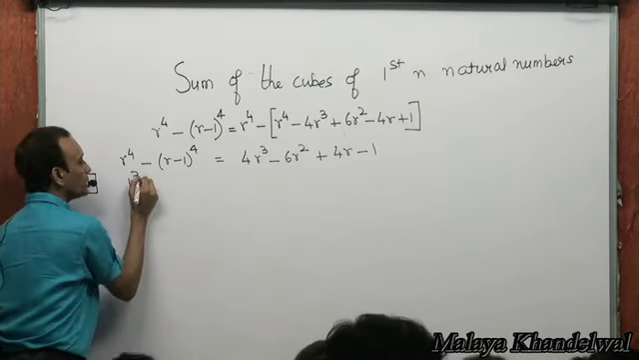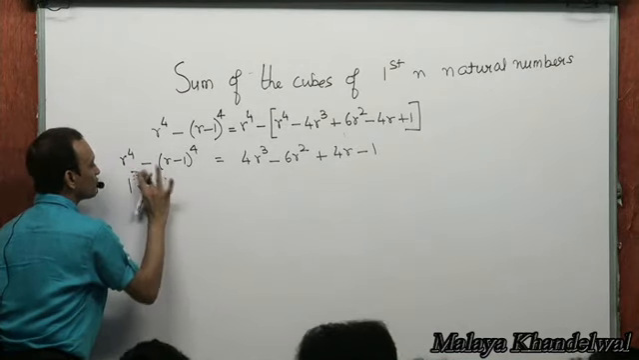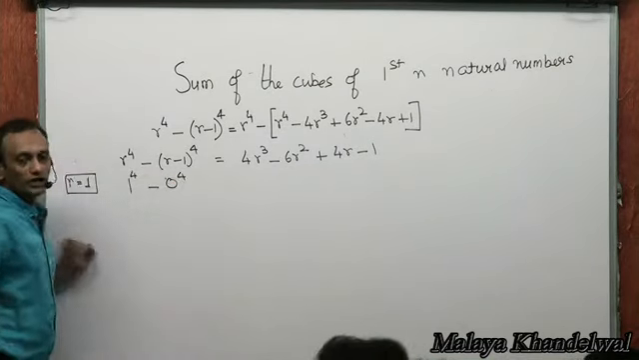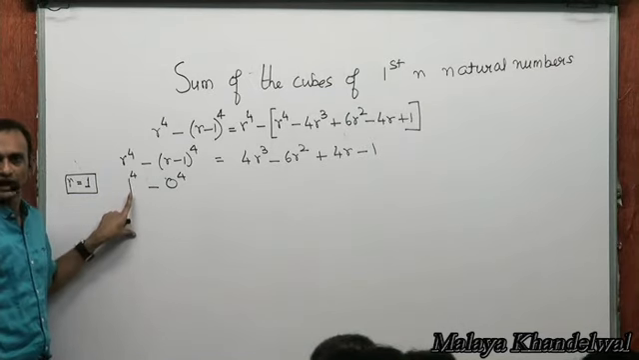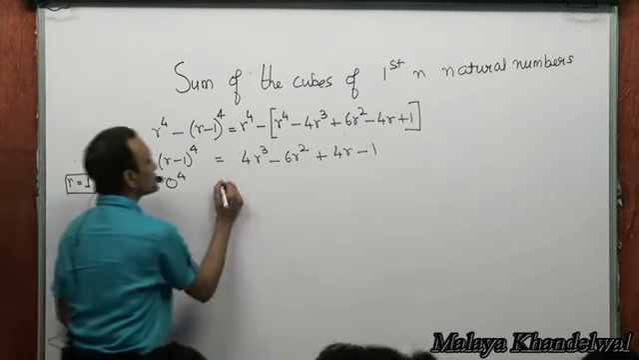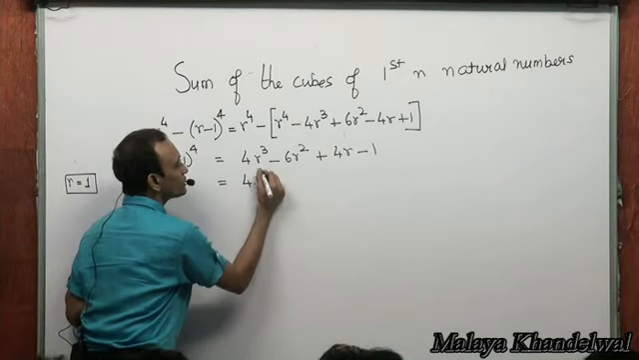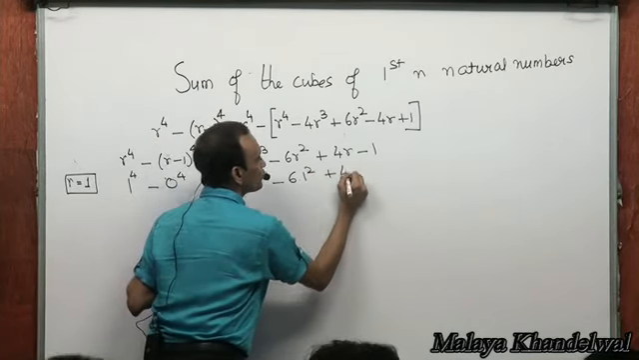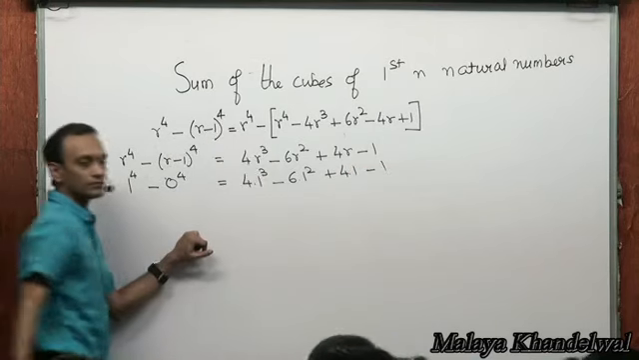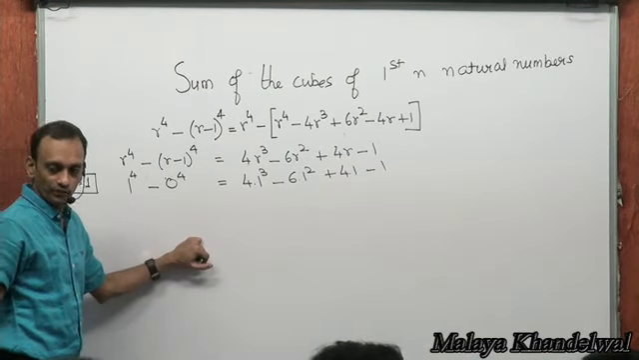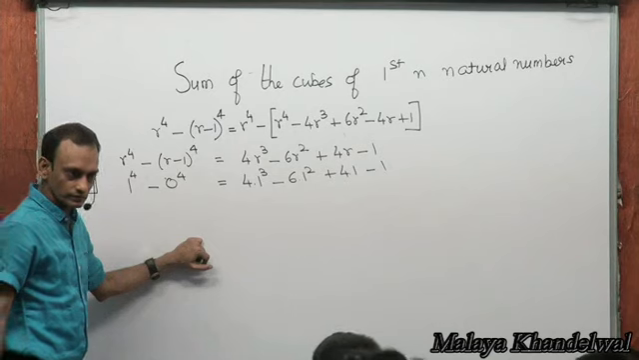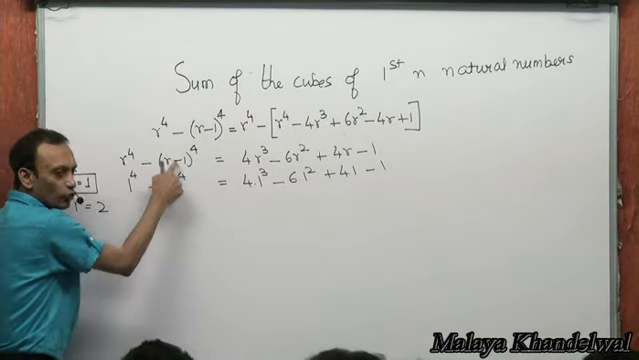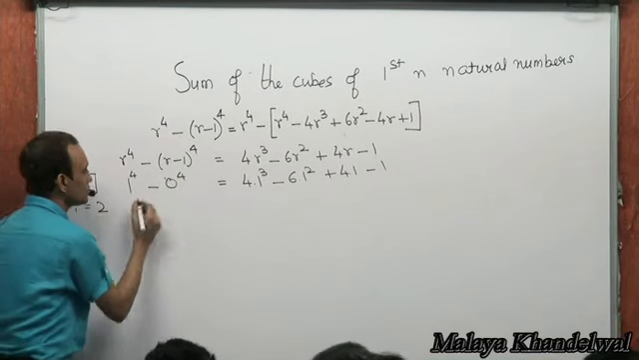I get 1 to power 4 minus 0 to power 4 on the left hand side. Plugging in r equal to 1 on both sides, that's equal to 4 into 1 cubed minus 6 into 1 squared plus 4 into 1 minus 1. Right? Plug in r equal to 2. 2 to power 4 minus 1 to power 4.